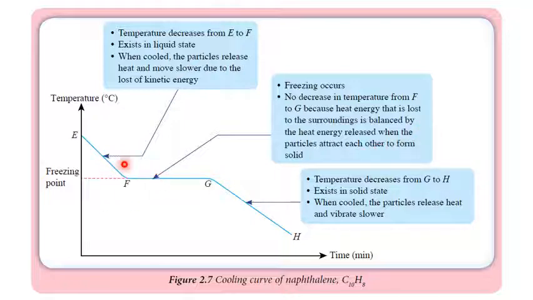Okay, so from here, EF is liquid state, and then F to G changes from liquid to solid. And in GH, the temperature decreases from G to H as it is in solid state. Now it's solid already. When cooled, the particles release heat and vibrate slower.